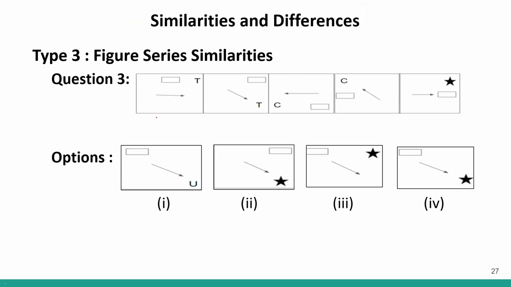Now, if we look at the arrow, it is facing like this, then downwards. So first it is facing towards east, then northeast, then it is facing west, then southeast, then northwest. Now again it is facing east. So logically, if it is repeating, next will be also southeast. So out of all these, southeast is everywhere. Now let us look at the rectangle.